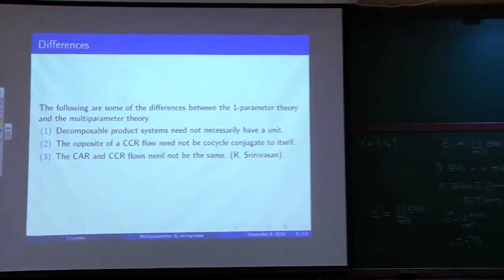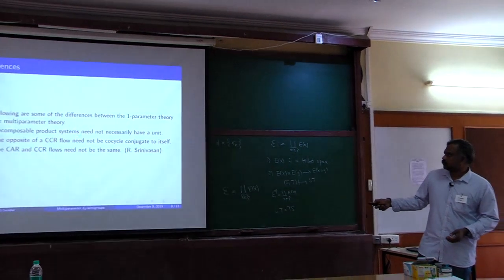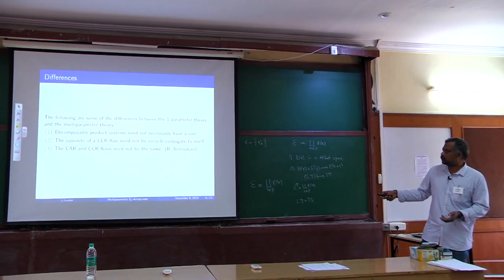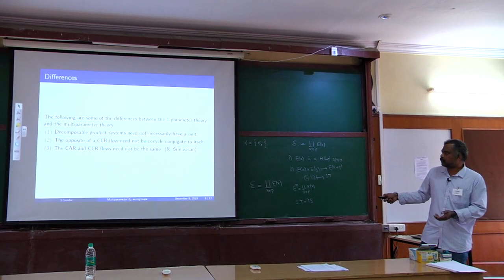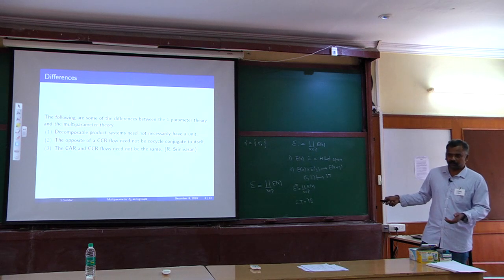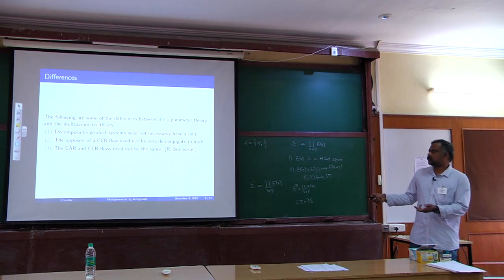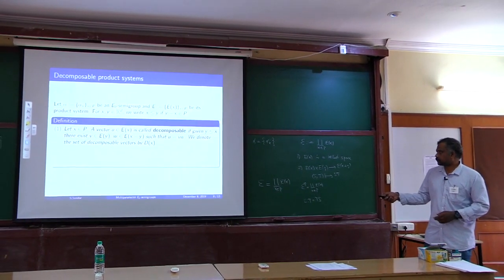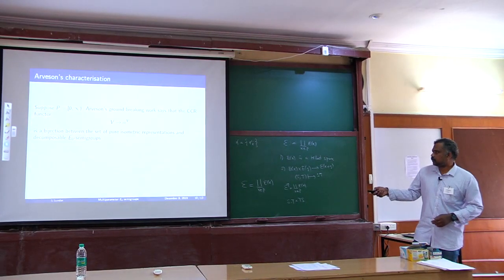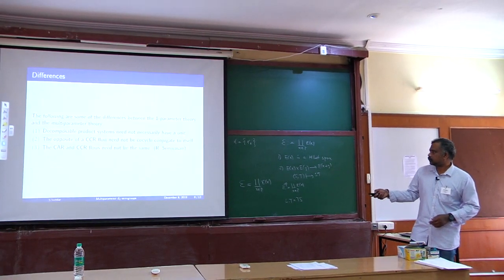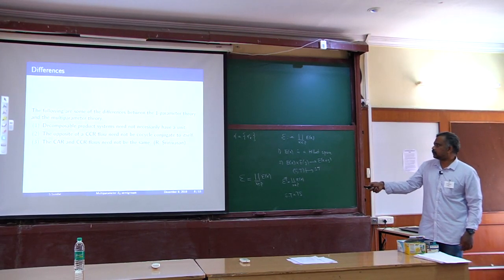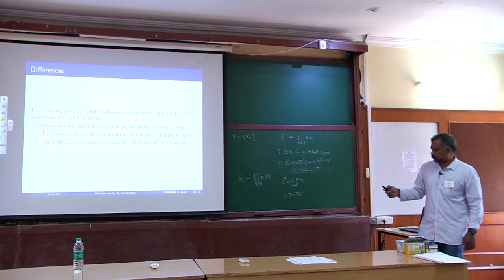Whereas in the one parameter theory, all these things are not true. That means decomposable product systems have a unit, the opposite of a CCR flow is the same as the original one, and the CAR and CCR flows coincide. So because of these things, it looks interesting. Let me explain what I mean by the first statement in the remainder of this talk.